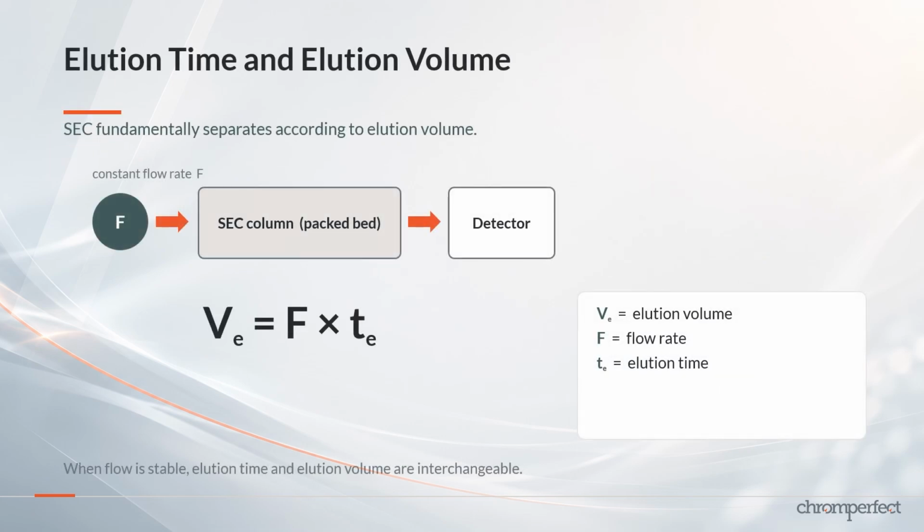An SEC calibration curve establishes the relationship between chromatographic position and molecular weight. The chromatographic position may be expressed as elution time or elution volume. Strictly speaking, SEC separates according to elution volume. Elution time is commonly used because when flow rate is stable, time is directly proportional to volume.